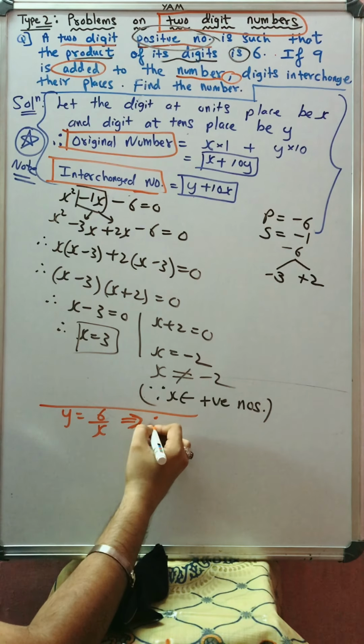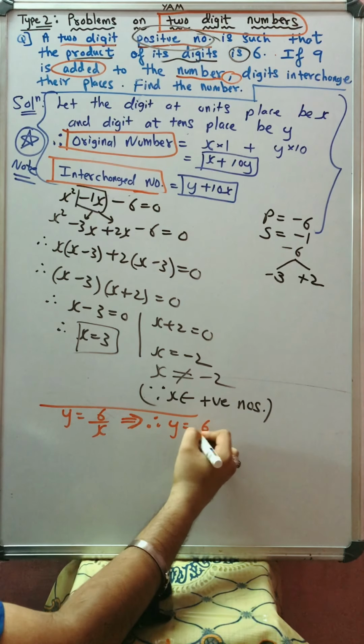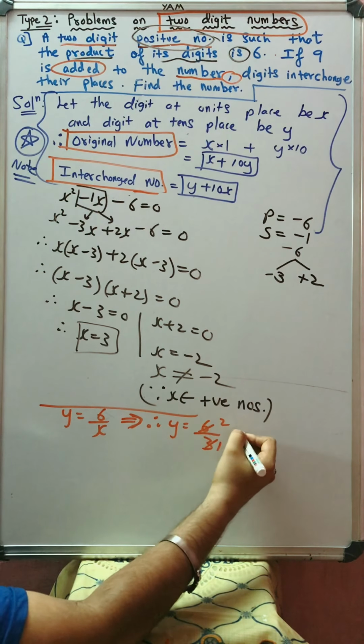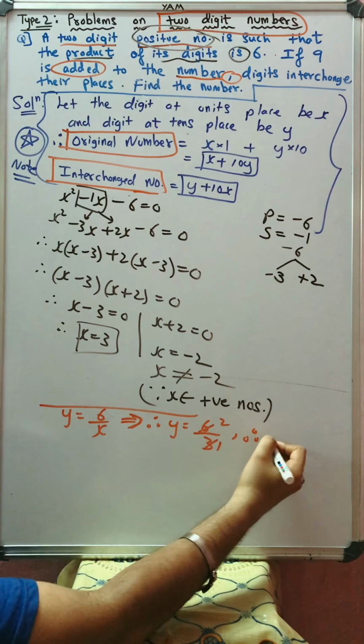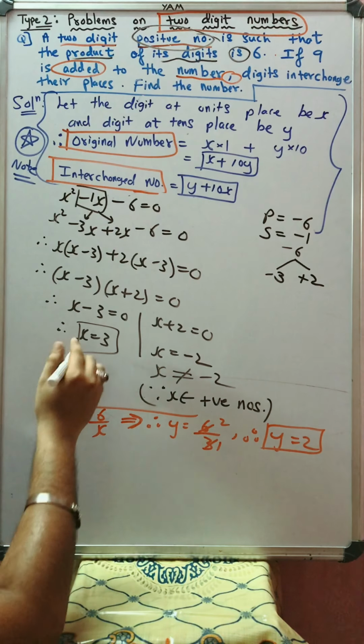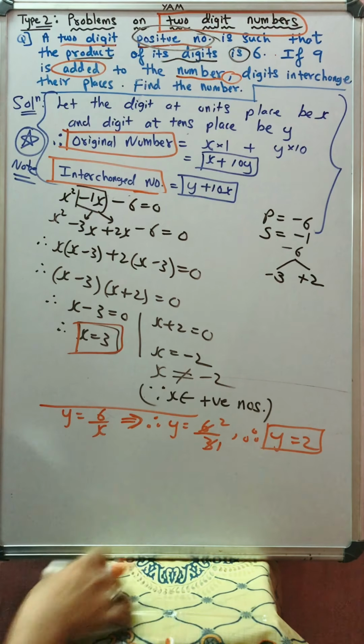Therefore y is equal to 6 upon, at the place of x I'll substitute 3. 3 ones are 3, 3 twos are 6. So therefore y is equal to 2. So this is my answer. X is equal to 3 and y is equal to 2.